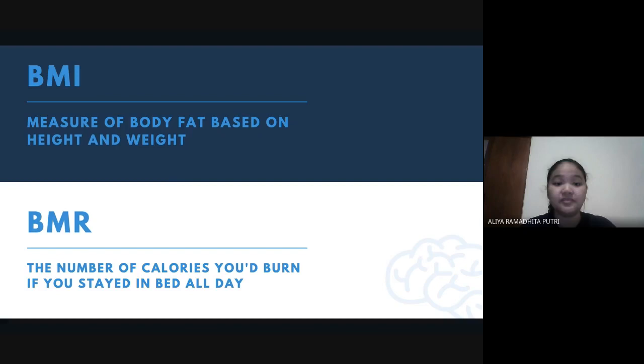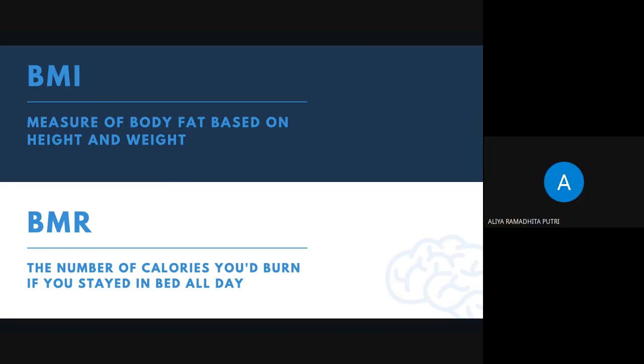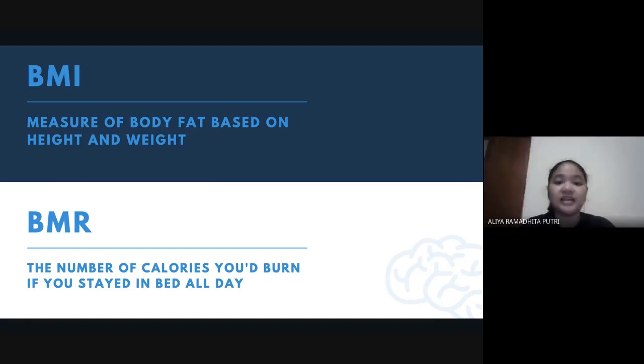So if your BMI is less than 18, it falls within the underweight range. If your BMI is between 18 and 25, it indicates that you're normal. If your BMI score is 25 under 30, it falls within the overweight range. And if your BMI is higher than 30, it falls within the obesity range.